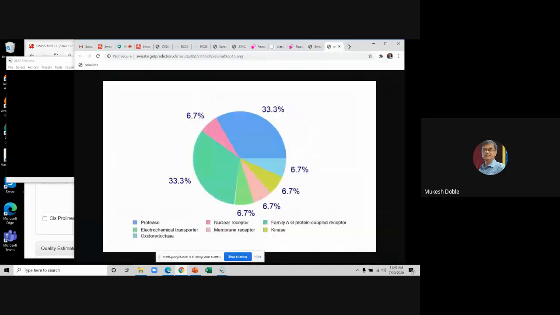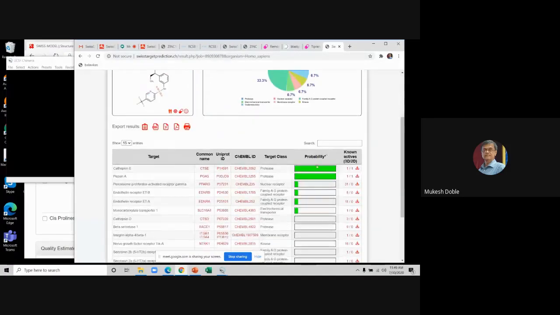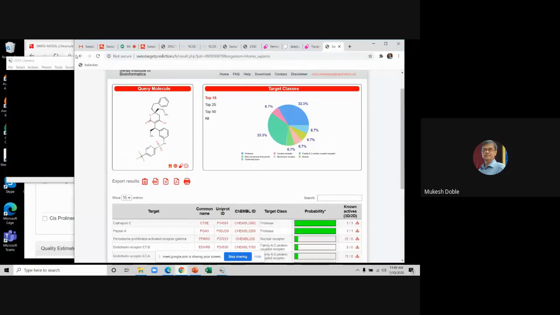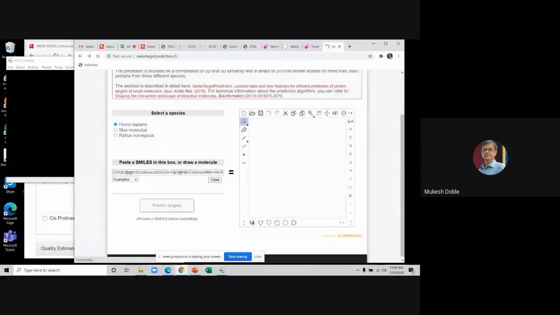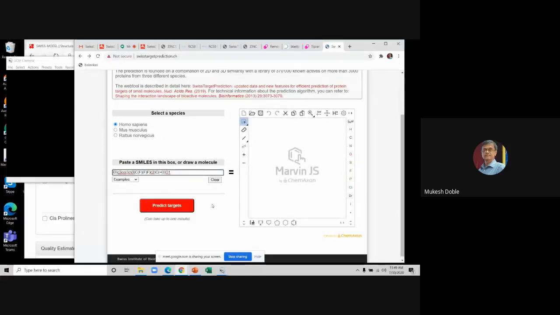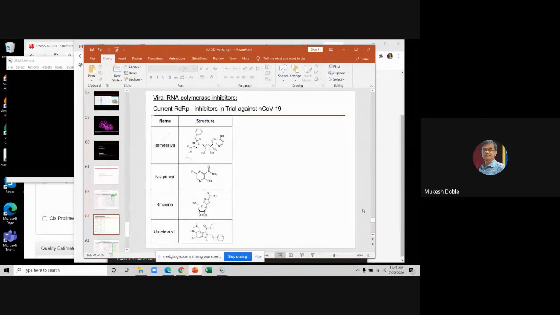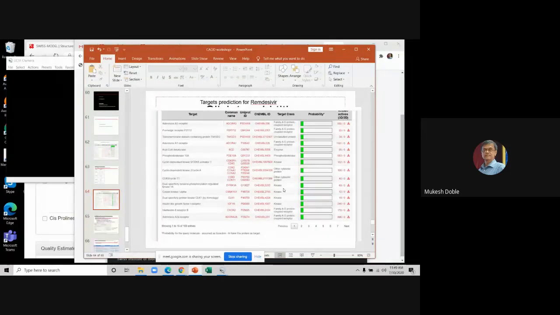Okay, so this target prediction gives you an idea about possible targets which the molecule will have. So this is also a very useful thing to do. Let's do target prediction for another molecule. Remdesivir is also one of the antiviral drugs that's being looked at for this particular COVID infection.